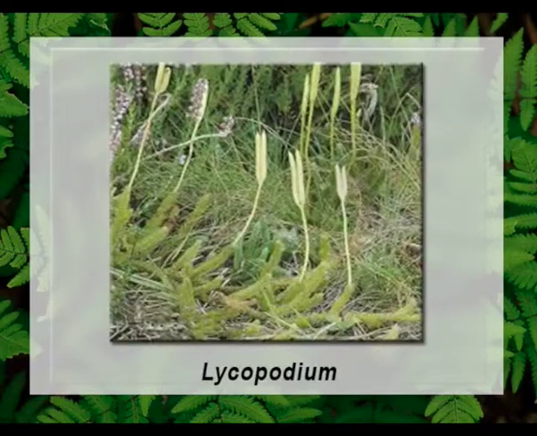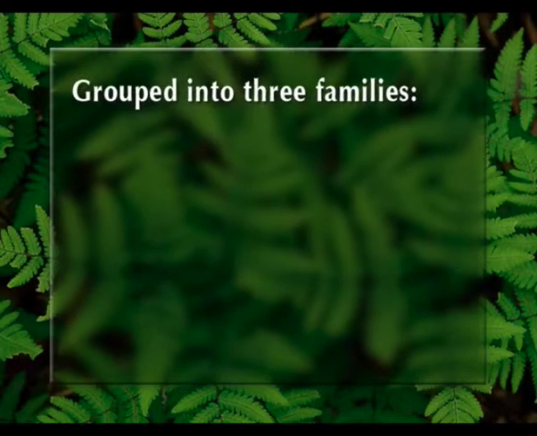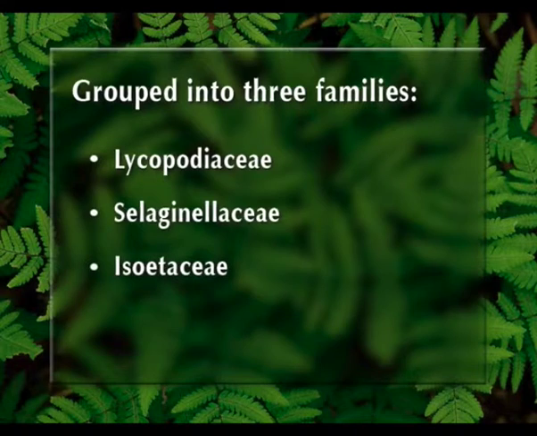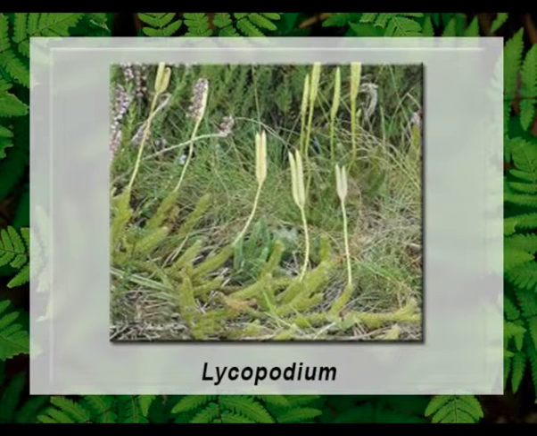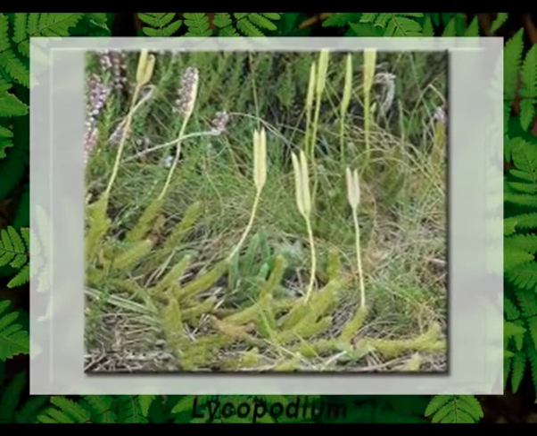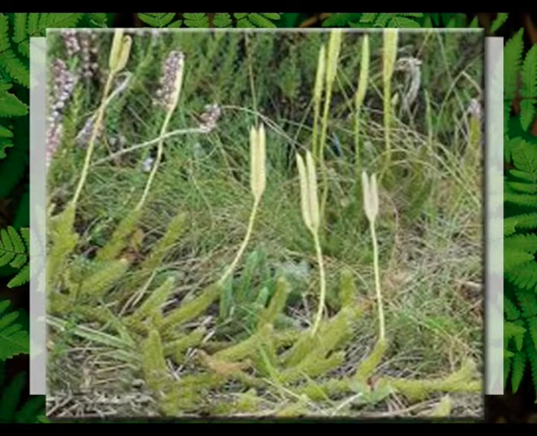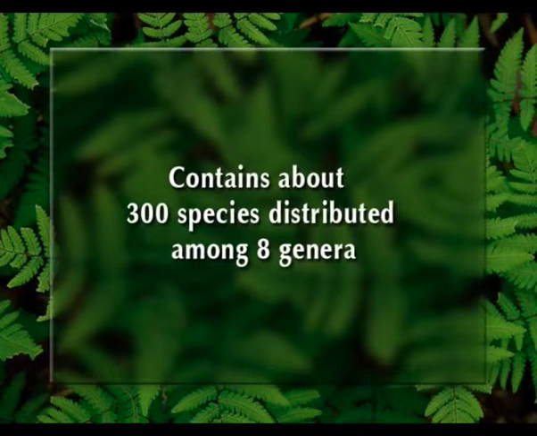The only Lycophytes that survived to the present are small herbaceous plants, usually grouped into 3 main families: Lycopodiaceae, Selaginellaceae, and Isoetaceae. First, the Lycopodiaceae. The Lycopodiaceae, which are often called club mosses, are distinguished in having one type of spore, that is homosporous. It contains about 300 species which are distributed among 8 genera.